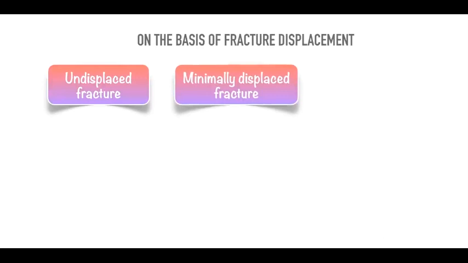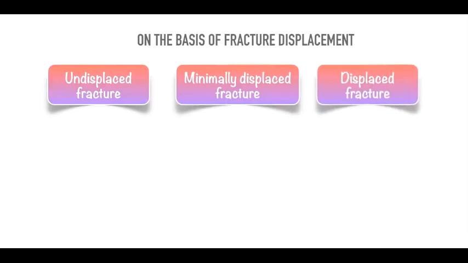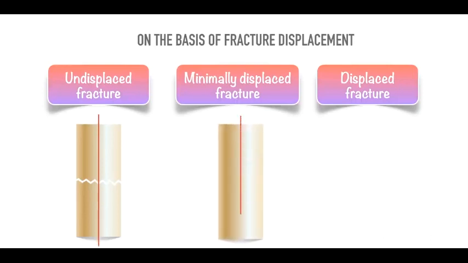Likewise, a minimally displaced fracture is very near the anatomical position, and it is said to be minimally displaced. The next one is displaced fracture. When the distal fragment is significantly displaced from the anatomical position, this is called a displaced fracture. A displaced fracture is described as displacement of a distal fragment in relation to the proximal fragment.